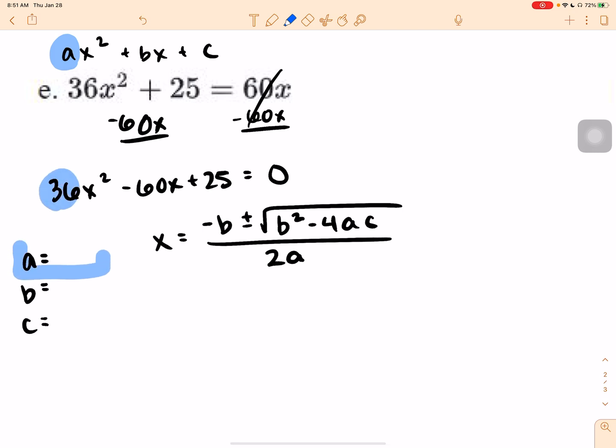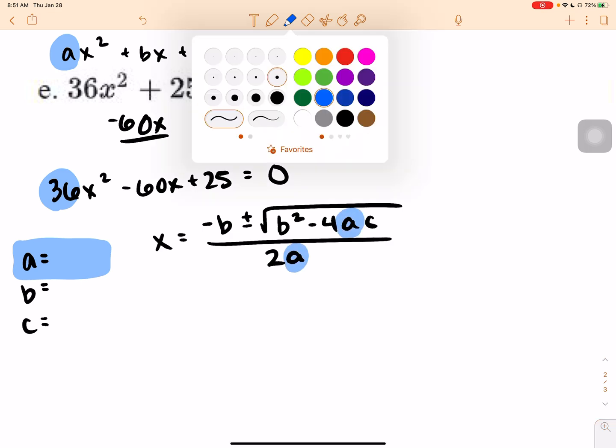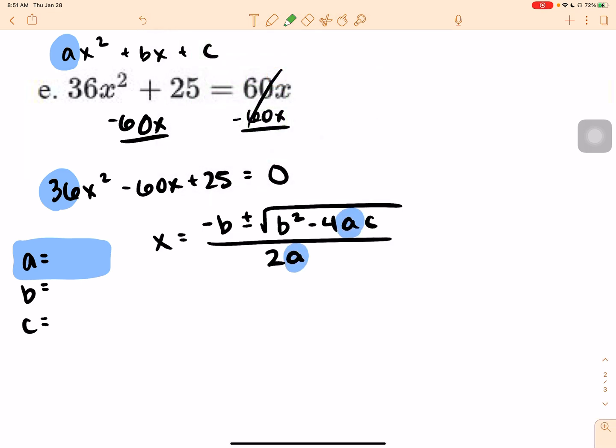36. Okay. Here I have A. Now my B is going to be this negative 60. Okay, that's where the BX goes. We'll plug that in here and here. And then my C is positive 25. So this is where it gets plugged in.